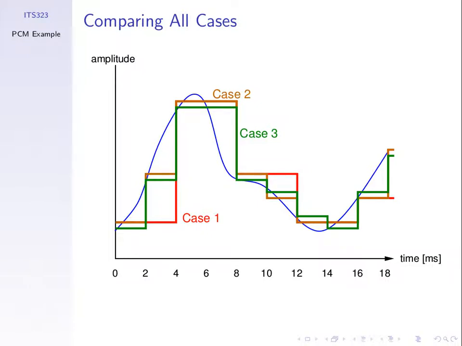There's case two, the orange or the brownish one, which is 2 millisecond sampling interval, 8 levels. And case three, the green one, is 2 millisecond and 16 levels. So changing those two parameters.